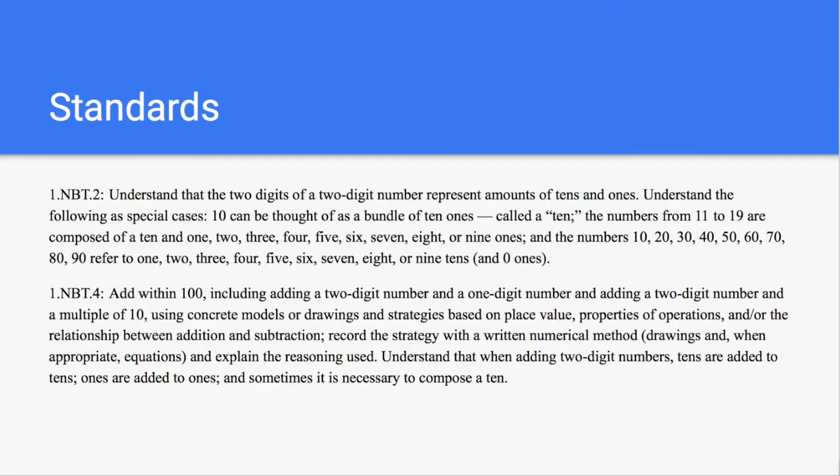So first, briefly going over the standards. I'm not going to get too into this, but my game surrounds the ideas of base 10s and 1s, and for students to understand the importance of them, and being able to add and subtract using base 10s and 1s, and creating concrete models, drawings, and examples of how to do so.